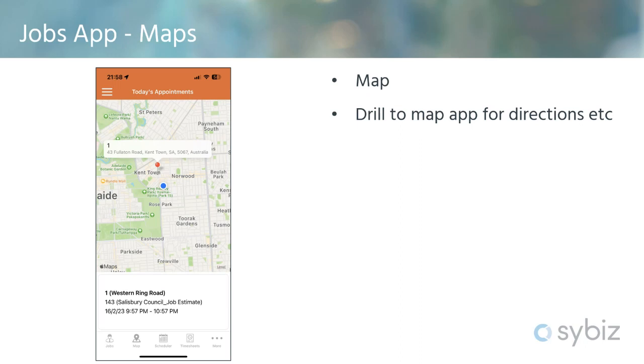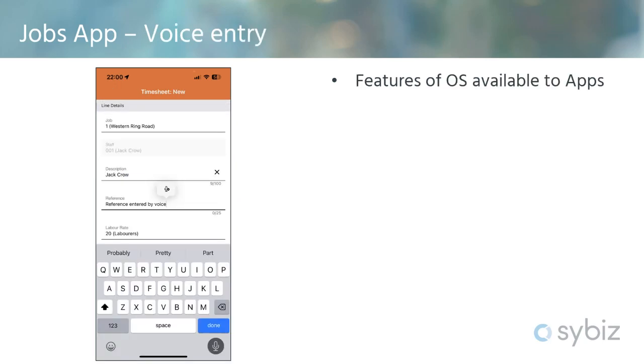So you've got the maps. Again, the other apps have the map functionality as well, but you have the ability to then drill down into the map and use the inbuilt apps within your iOS or Android device to get directions, etc., for the actual address. And yeah, you do have, again, other features of the operating system that's available to the apps. So for example, here's just an example of a reference being entered by voice, and that's just using an iPhone to do that. So you do have those kind of interactions within the device itself.